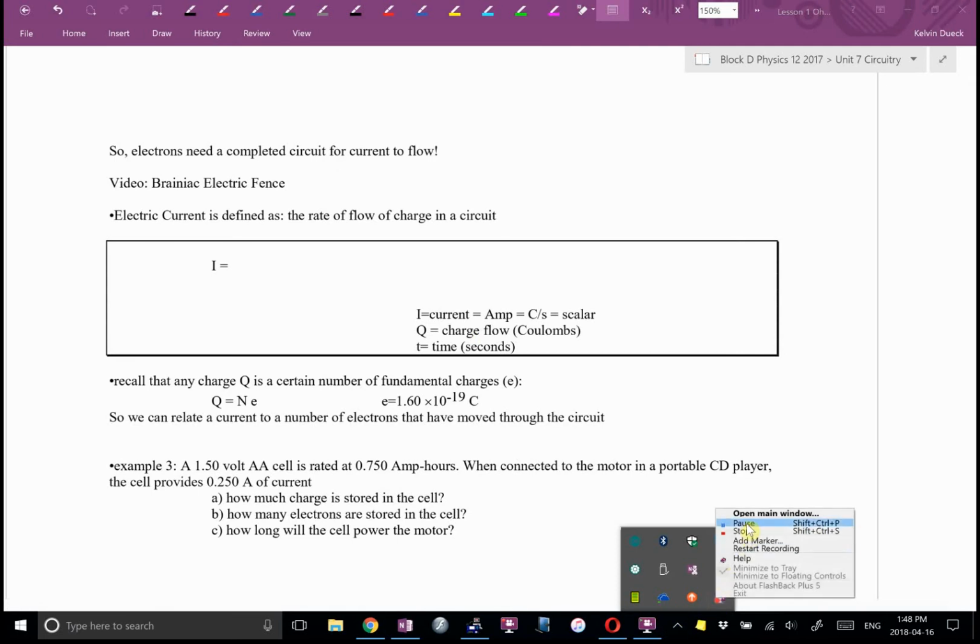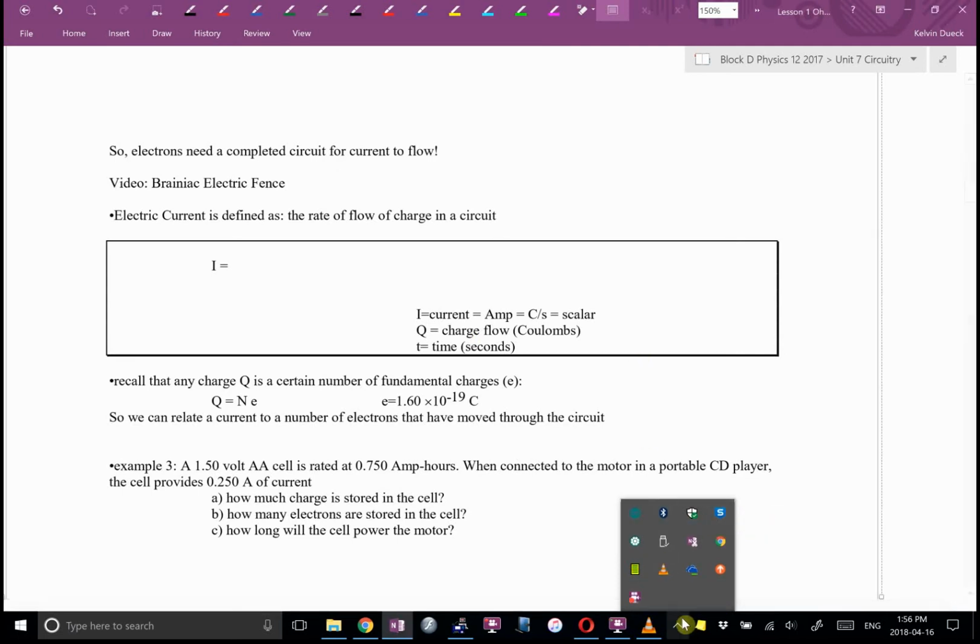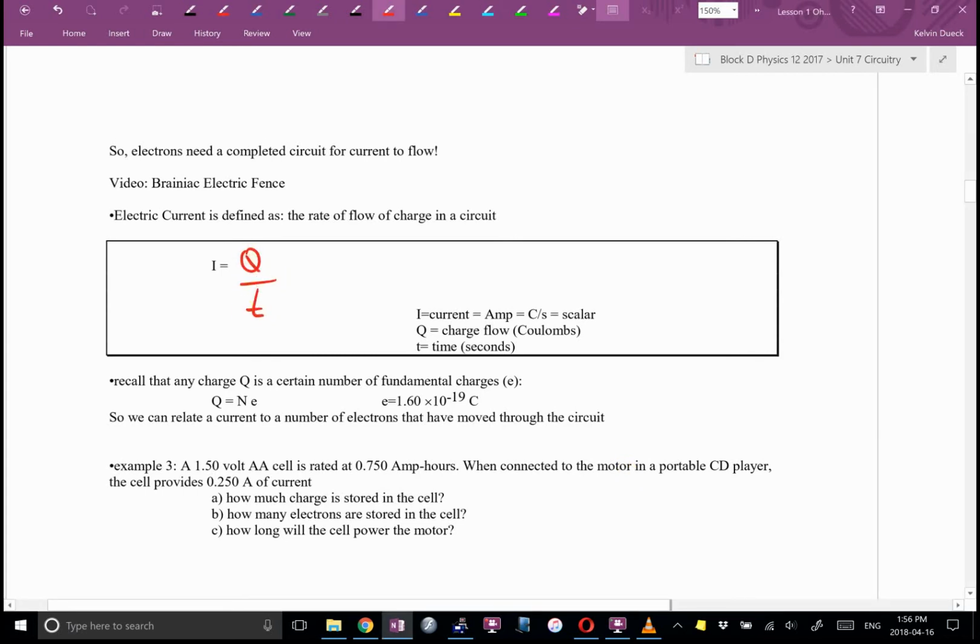Put your pencils down, look up. Here we go. Current. Current is defined as the rate of flow of charge. Anytime I talk about the rate, I'm dividing by time. Current is defined as Q over T.